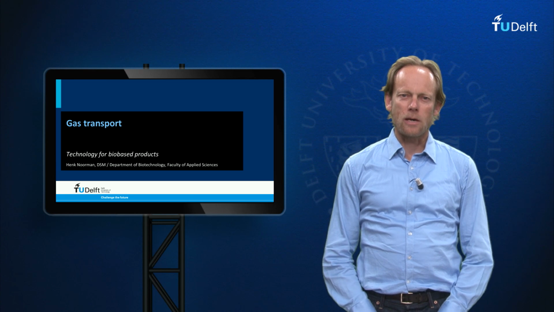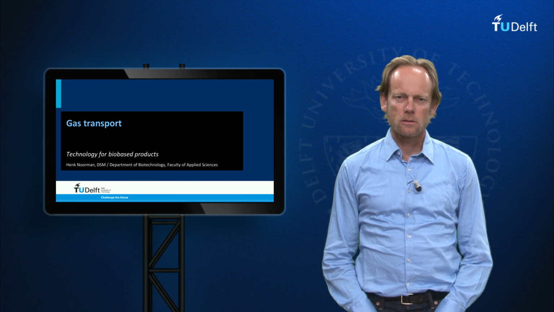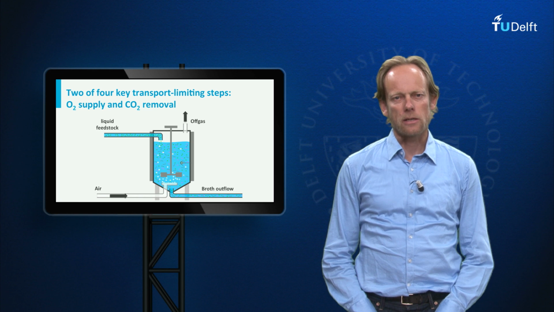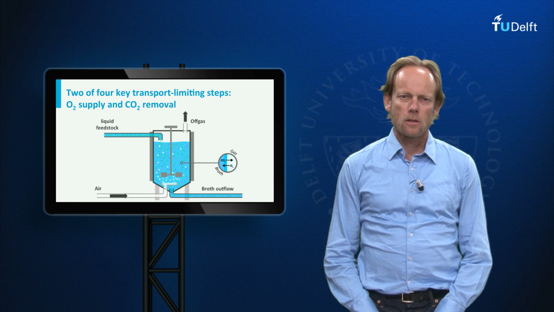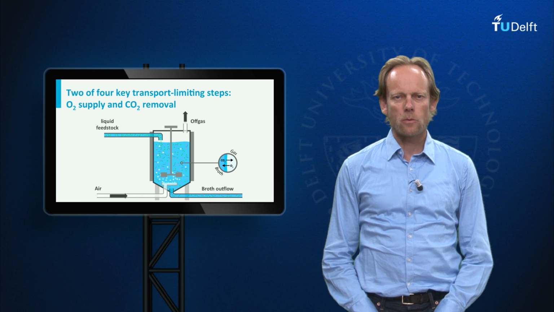Welcome in this unit about gas transport. As we observe from the process reaction, in most fermentation processes oxygen is required and CO2 is produced. These are important gases. On a large scale, the supply of oxygen and the removal of CO2 may very well limit the overall reaction rate.